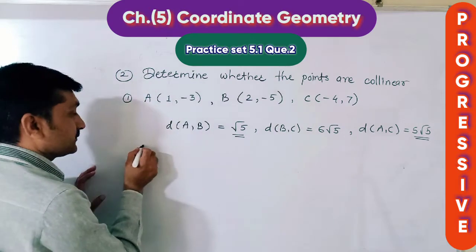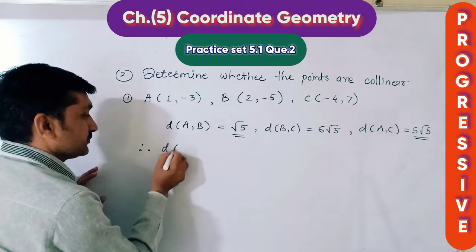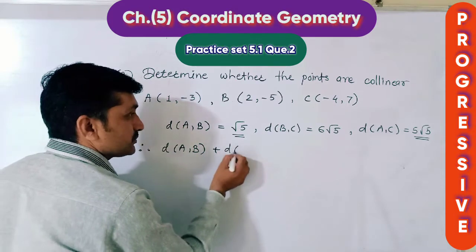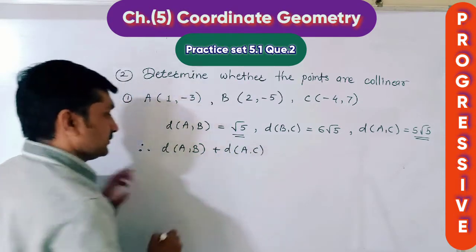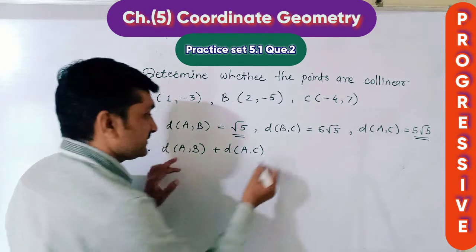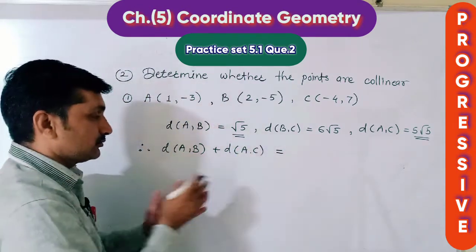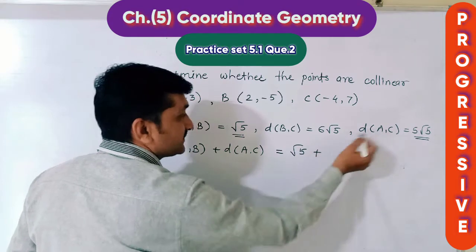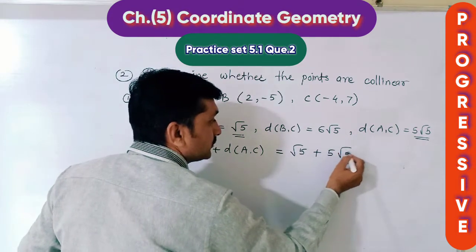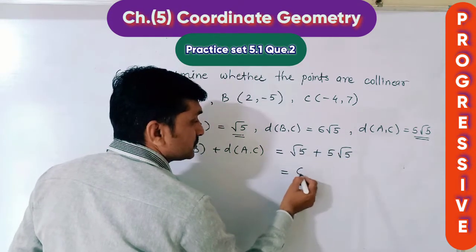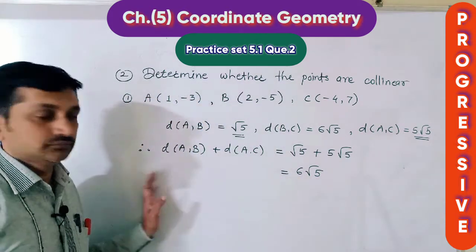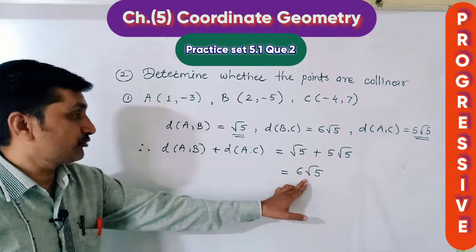Means here we can write, therefore distance AB plus distance AC. Let's find what is the addition. AB is root 5 plus AC is 5 root 5, and addition is 6 root 5. Okay, we got 6 root 5.